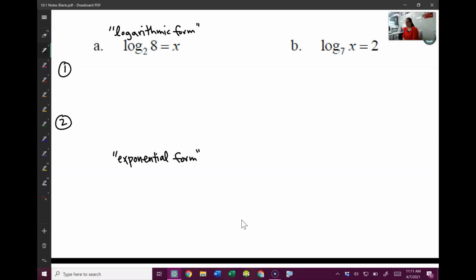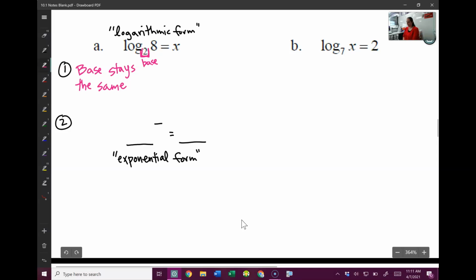Our first step is the base stays the same. So this is a log base 2. So when we go to write our exponential, which is something to the something equals something, the base 2 here becomes base 2 on our exponential. The base stays the same.